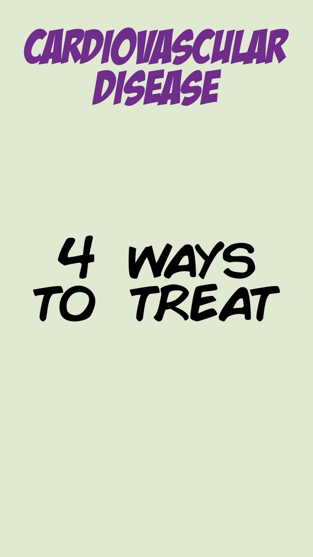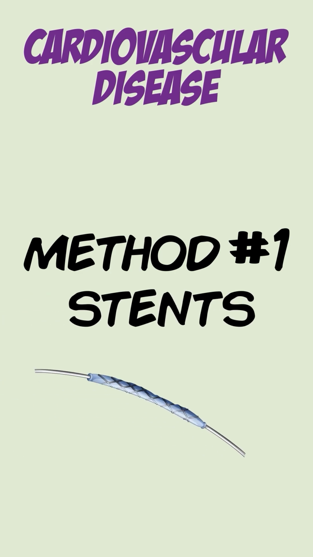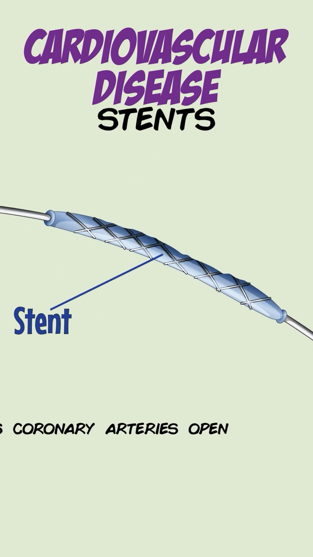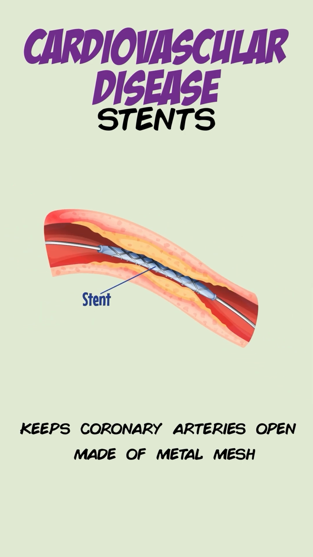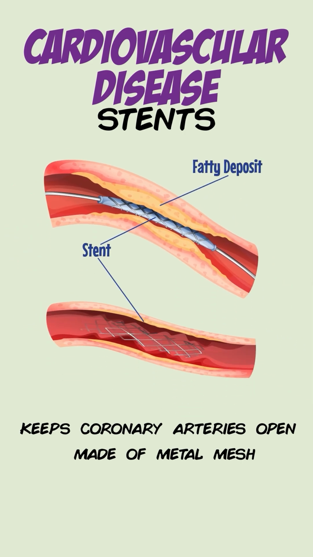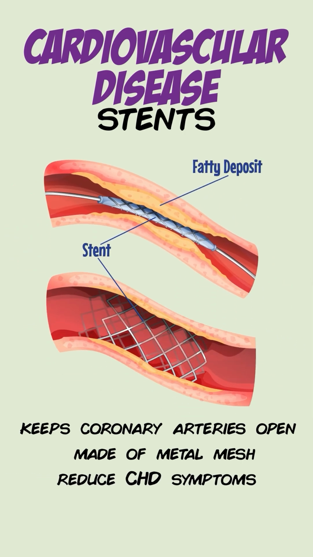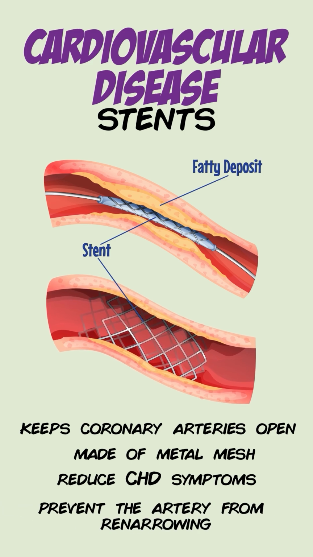There are 4 ways to treat diseases to do with the heart. One way is treating coronary heart disease by using a stent, which is the device that's used to keep the coronary arteries open to make sure blood easily flows to the heart. They're made of metal mesh and are inserted into clogged arteries. The stents can reduce the symptoms of CHD like chest pain and help minimize the risks of heart attack by preventing the artery from re-narrowing.